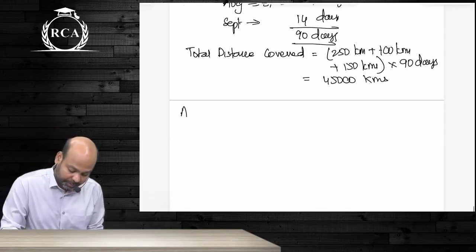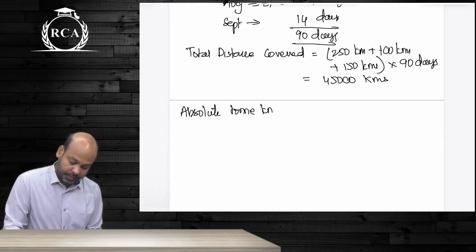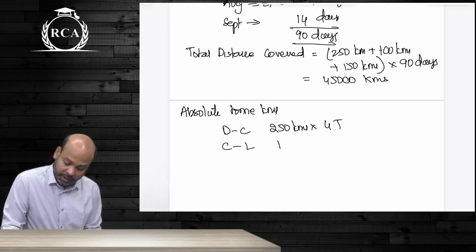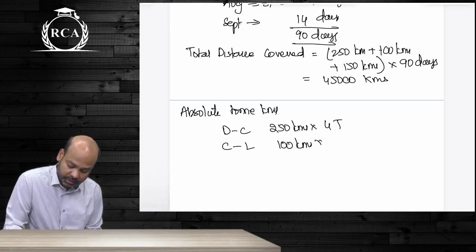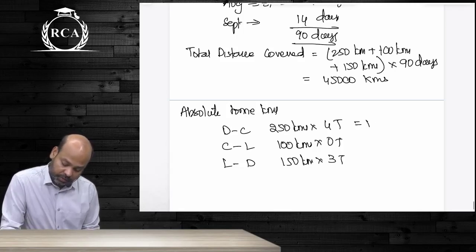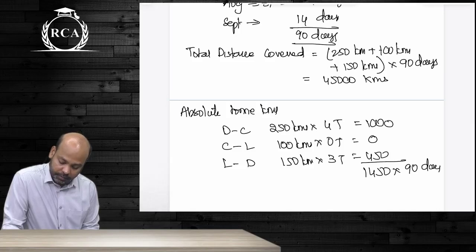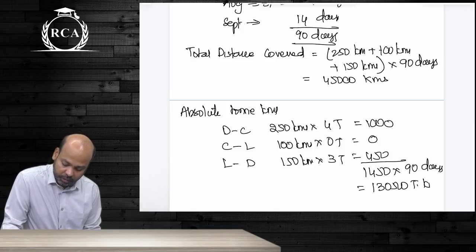What will I write, beta? Absolute ton kilometers. Delhi to Chandigarh, 250 kilometers. We are carrying how many tons? 4 tons. Chandigarh to Ludhiana, 100 kilometers. How many tons? 0 tons. Ludhiana to Delhi, 150 kilometers. How many tons? 3 tons. This is 1000, 0, 450. 1450 multiplied by 90 days. 1,30,500 ton kilometers, guys.